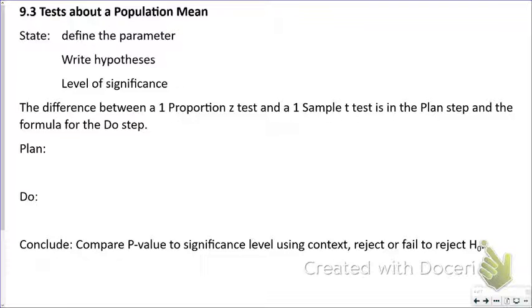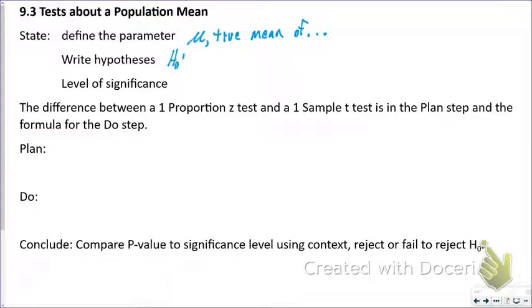We are moving on to looking at how to do a t-test. So this is when we do a hypothesis test about a mean. We will be on the state step saying mu is the true mean of whatever it is we're measuring.